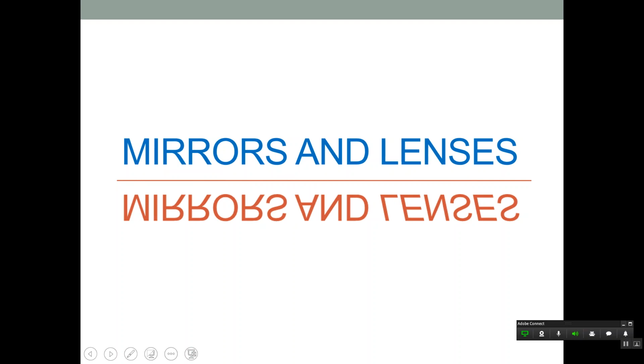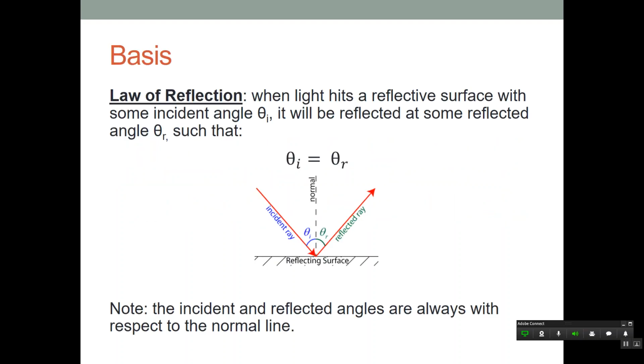So now we're going to talk about mirrors and lenses, and it's going to be basically exactly what you guys did in the lab yesterday. There are some basics that we need to remember. We need to remember that mirrors reflect light and lenses refract light. Those are the two major properties that we worked with yesterday, and the two major ones that you need to know for this here. I'm not going to explain it again. Basically, the law of reflection is that the incident angle is equal to the reflected angle.